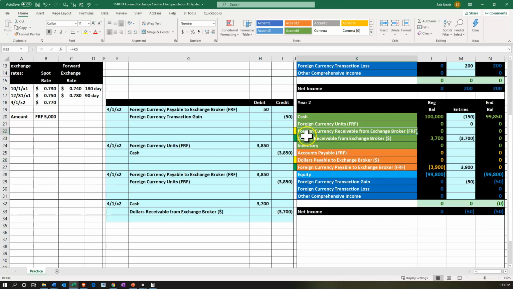And of course, if you have the foreign currency receivable, if you're getting paid in foreign currency in the future, what's your bet there? You're speculating that the foreign currency will get stronger because you're going to get paid in something that will be stronger. Whereas if you set up your forward contract so that it's a foreign currency payable to the exchange broker, you're paying in basically the foreign currency, then your speculation is that the foreign currency is going to get weaker.